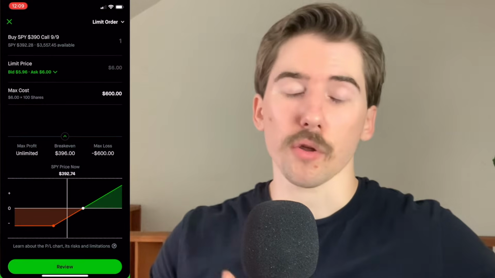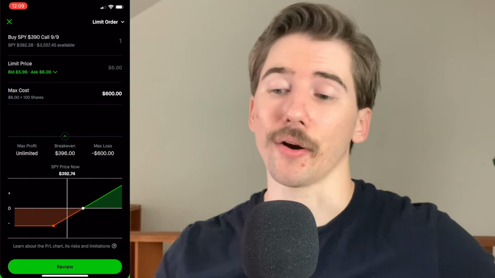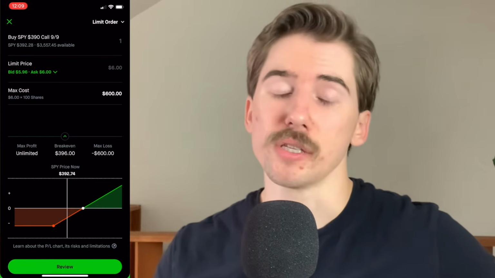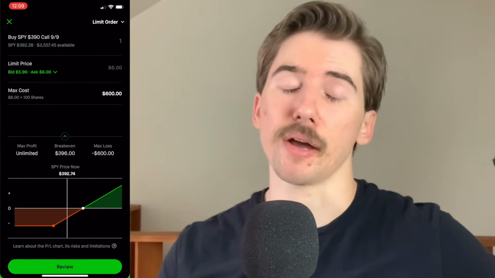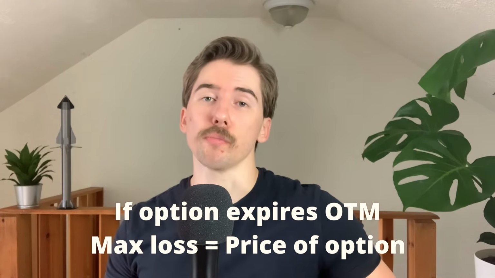And if it's below our $390 strike price, again, this option is going to expire out of the money, which means that we lose the full $600 investment that we put into this trade. So that's the risk whenever it comes to trading options and buying options. If your option expires out of the money, then you lose what you put down for the trade.